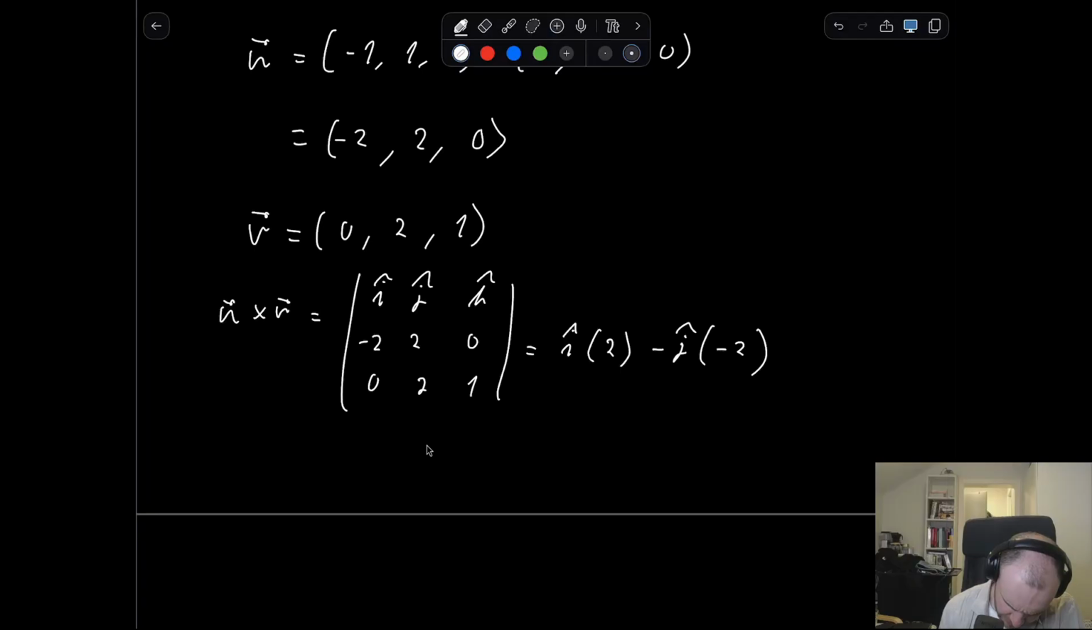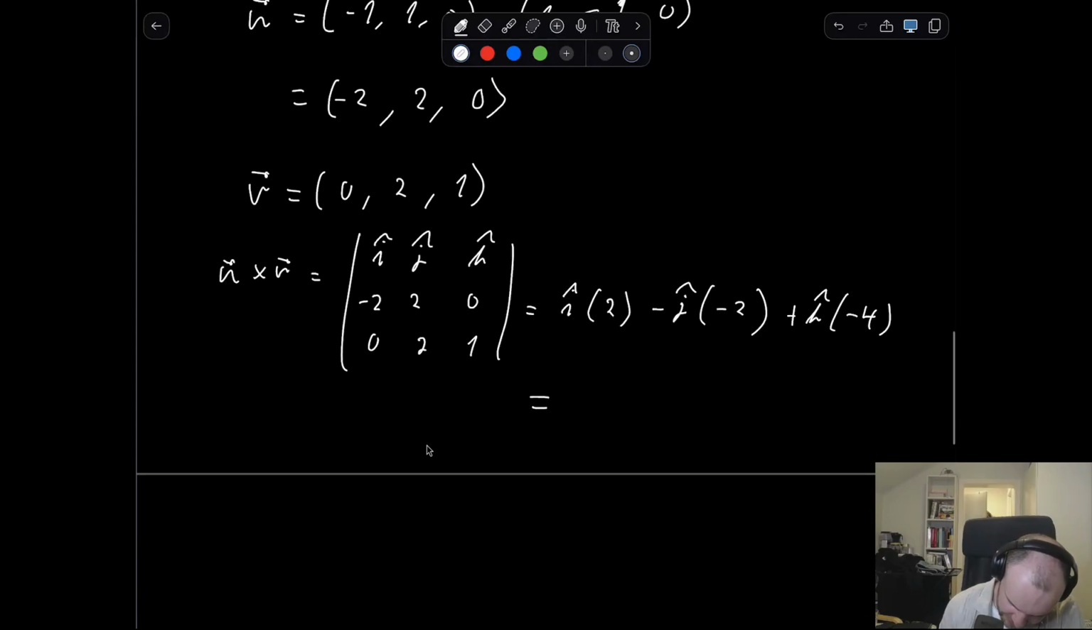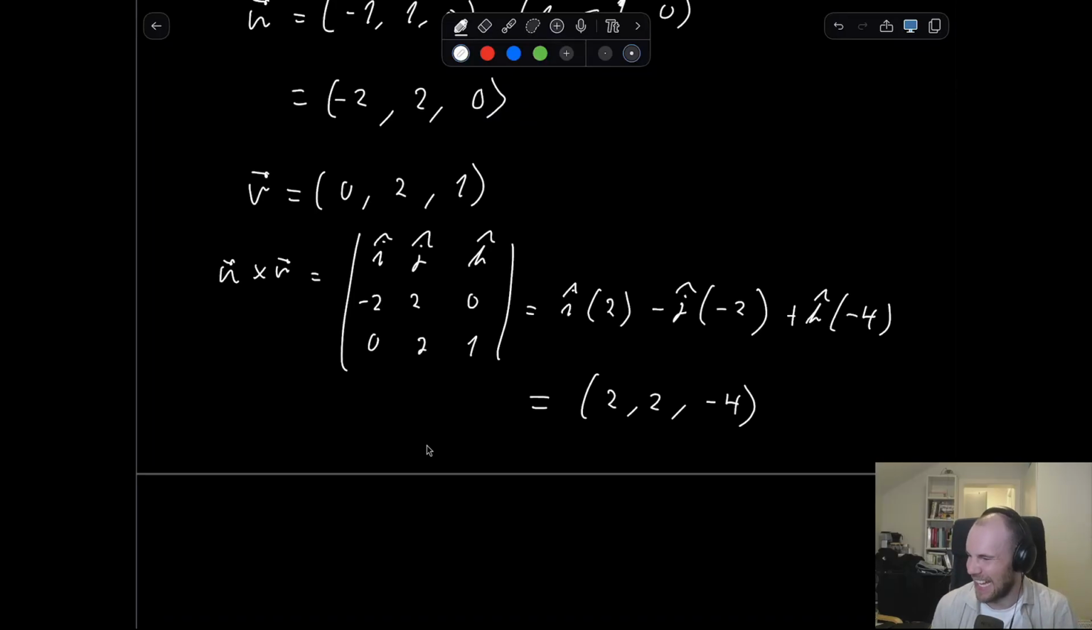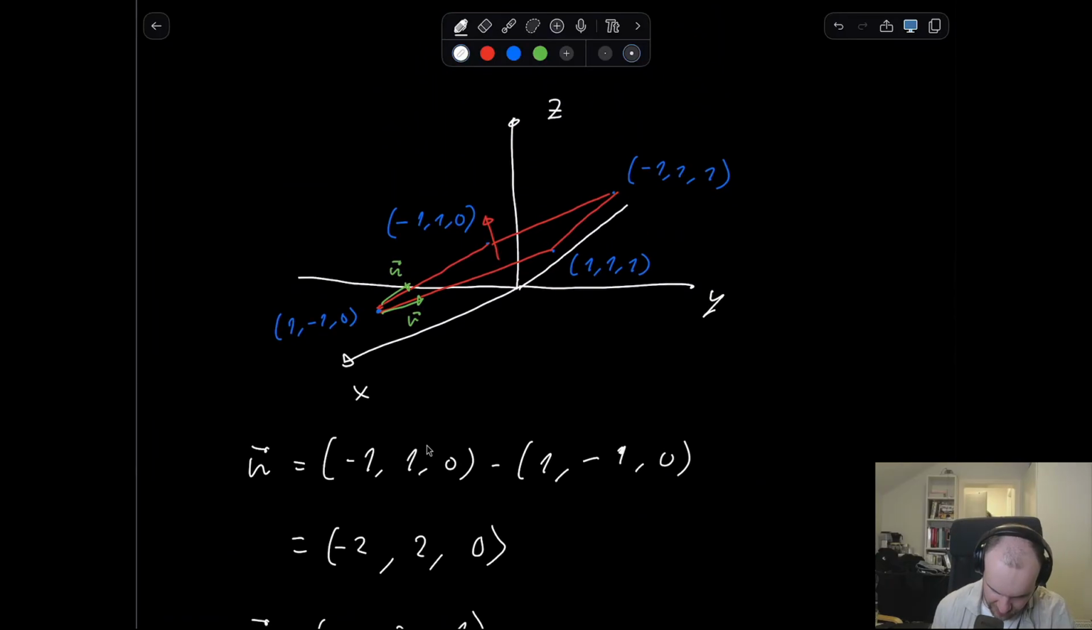Plus k hat. Then I get -2 and 2, that's, of course, just -4. And 0. I think this is not correct. It can't be. 2, 2, and -4. I think I made some mistake. How can I make a mistake with these vectors?